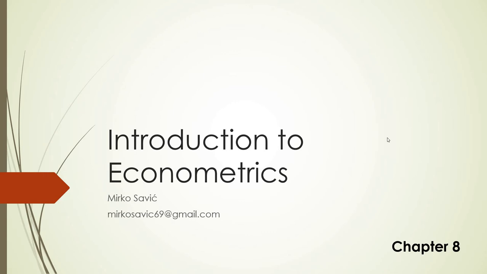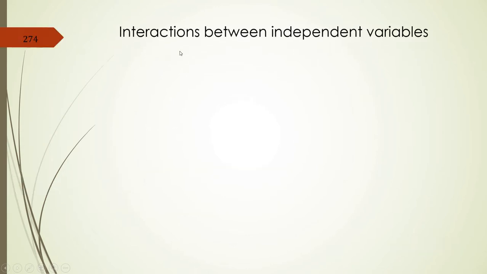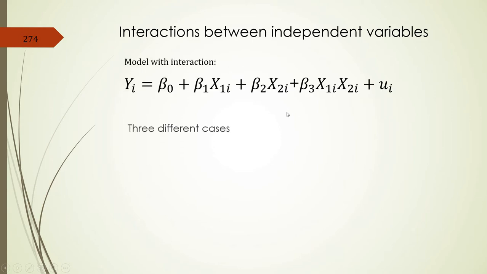Okay, this is the last chapter, the last title in chapter 8. It is about interactions between independent variables. So this is the third case of how you can develop nonlinear models. Interaction is actually having the following explanation.